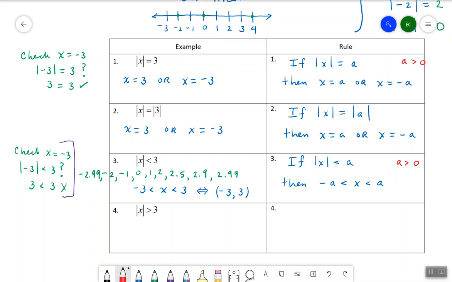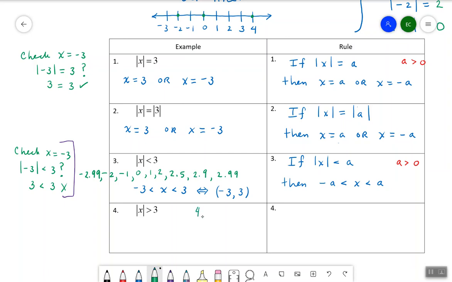If a were less than 0, then we'd have a special case that we'll deal with later in the section. Okay, one more example here, and then we'll have all our rules worked out. So this time we have absolute value of x is greater than 3. So once again, let's try to write out some numbers that satisfy this inequality.